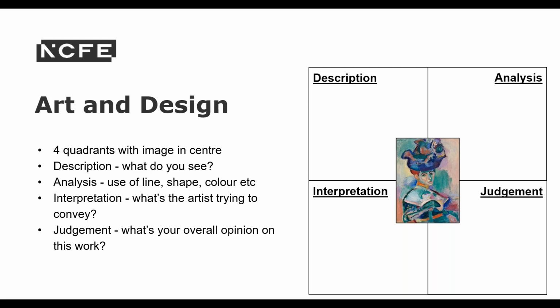So for example, in the first box or quadrant, they need to describe what they can see. Then, analyse the use of colour, shape and tone, etc. The third quadrant is what the artist is wanting to convey, and the fourth and final quadrant is an opportunity for them to justify their decision or give an overall judgment.